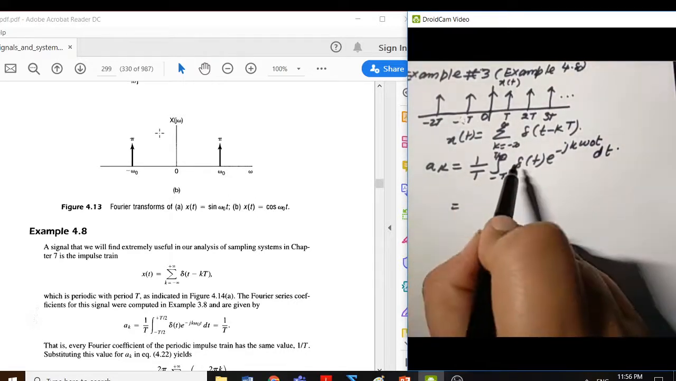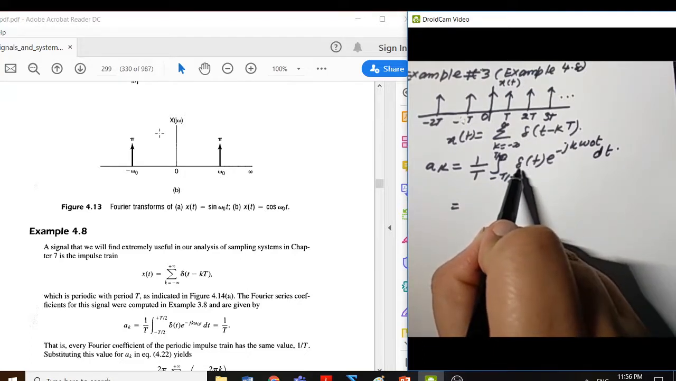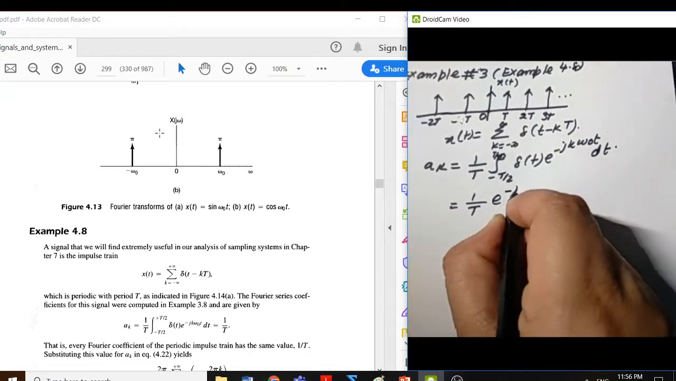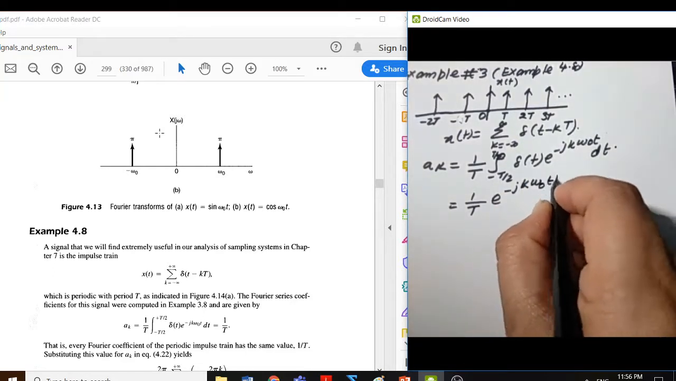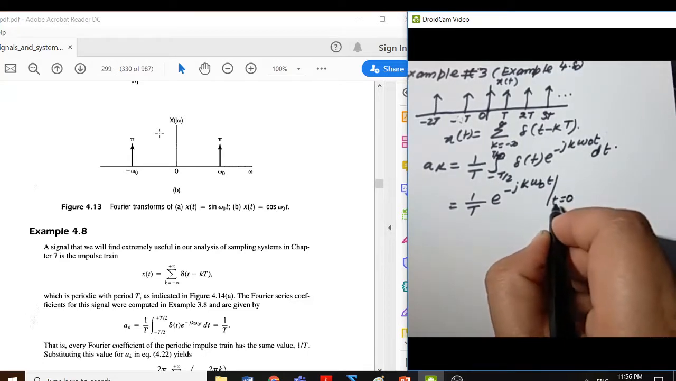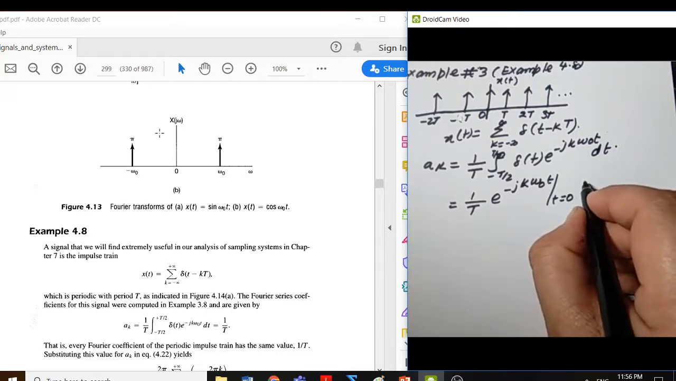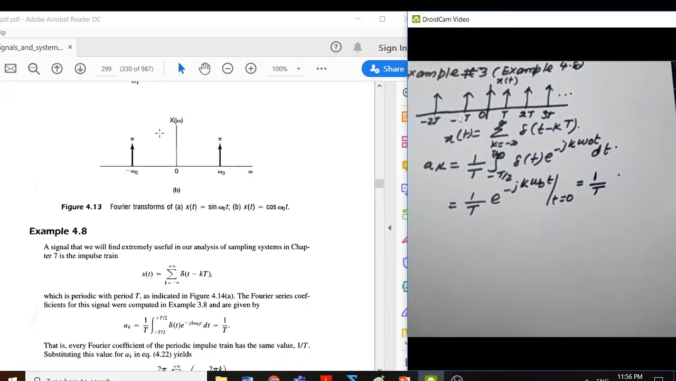Whenever there is a delta, you should be very happy, because you know you have to apply the shifting property, and the point where this delta or impulse exists is the point where your function gives you a value. So this is 1 by T e to the power minus j k omega naught t, and t is equal to 0. I just do this extra step for you, because I remember when we used to have lectures in the class, you used to ask me to do each and every step. So I am doing each and every step. This is 1 by T, and we remember that omega naught is equal to 2 pi by T.